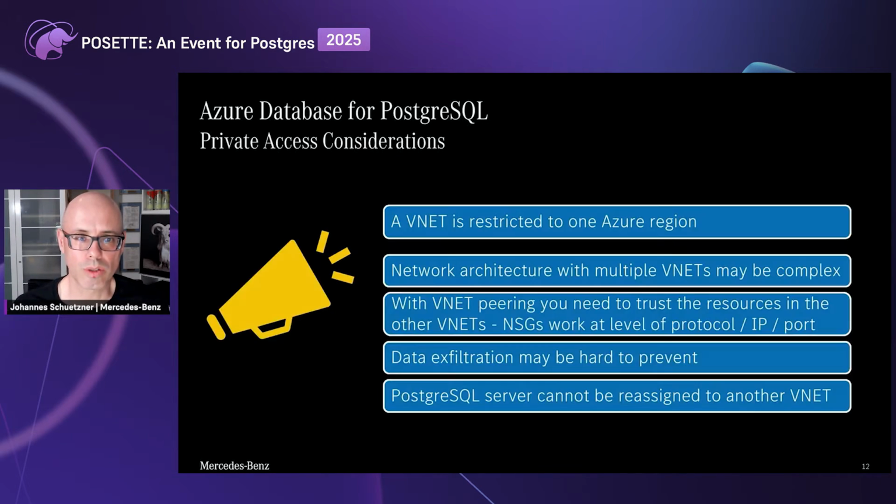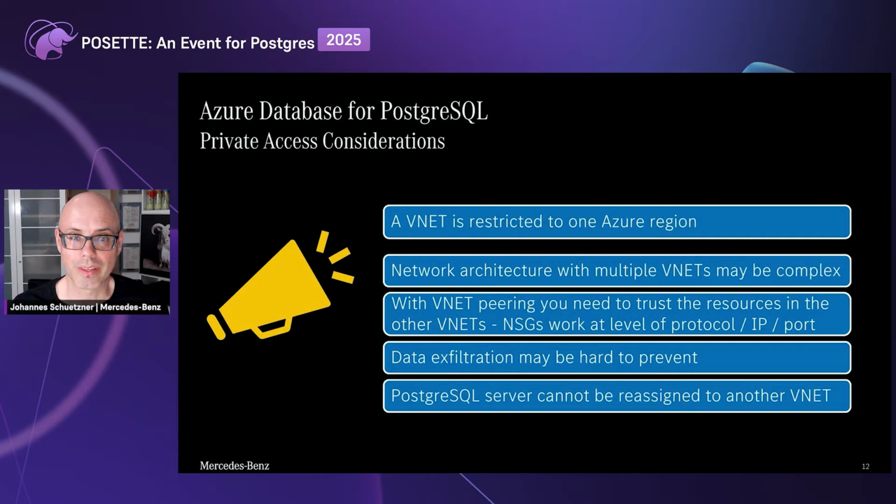So that's it. It can all be automated. But looking at this, there are some big benefits, of course, because it's better secured and better restricted. But a VNet is restricted to one Azure region, and you can create your network architecture with multiple VNets, but this can become complex.